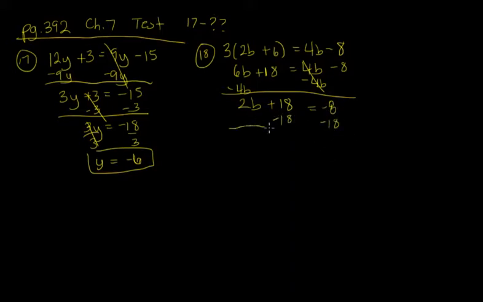Negative 8 minus 18. Be careful with these negatives here. I see a lot of mistakes on examples like this. Negative 8 minus 18 is negative 26. Divide both sides by 2. We're almost there, and b is negative 13.